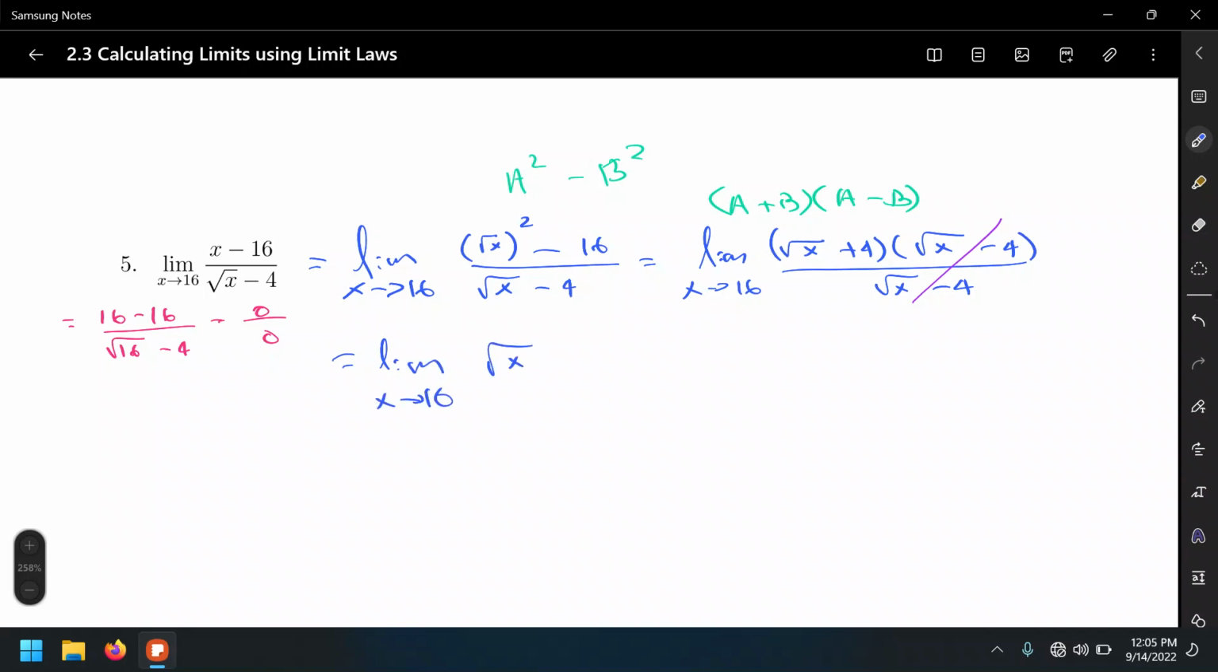And that's square root of x plus 4. And at this point, we may go about square root of 16 plus 4, which is 4 plus 4, which equals 8. Okay?